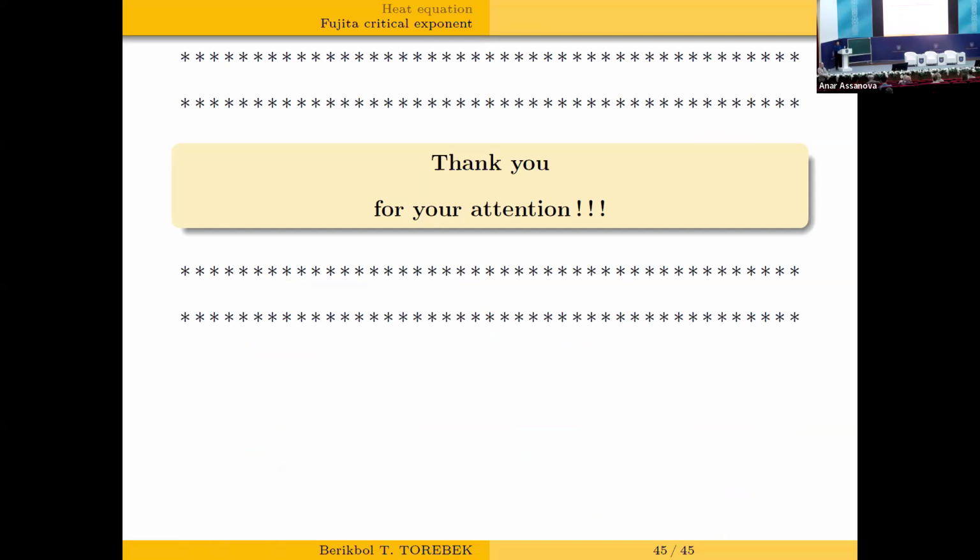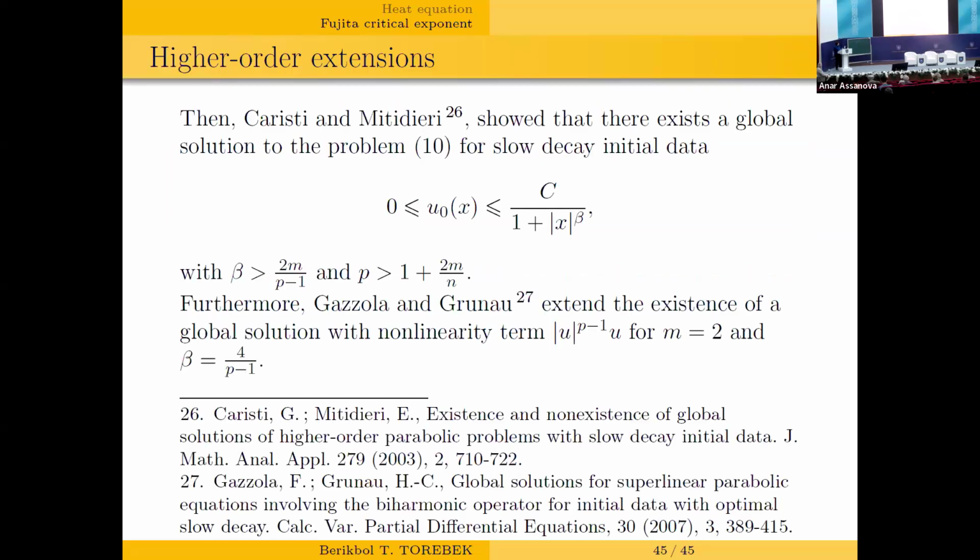Any explanation that this Fujita critical index depends on the dimension n, but your other critical index that you mentioned here at the end is independent of the dimension n? You mean the second critical exponent? Yeah, that was not dependent on n. Yes, the second critical exponent depends on the initial data, for any dimension.